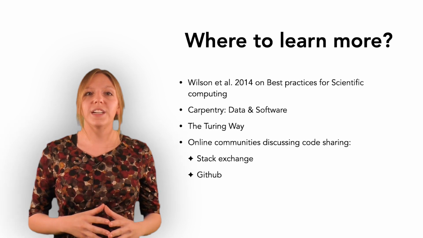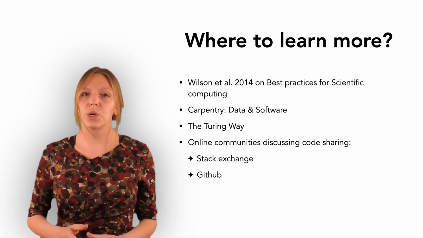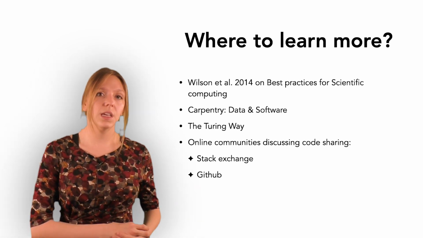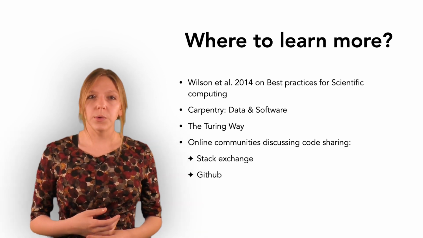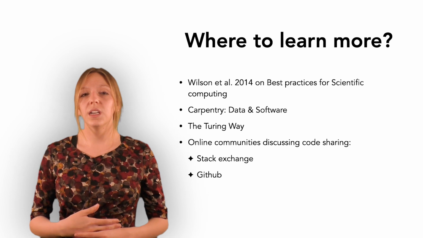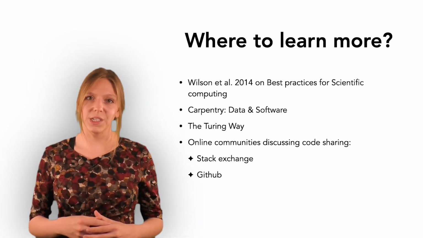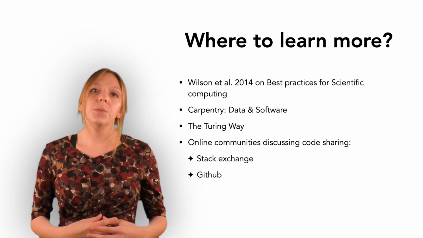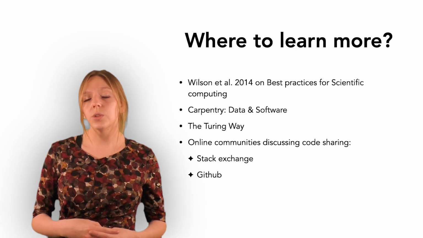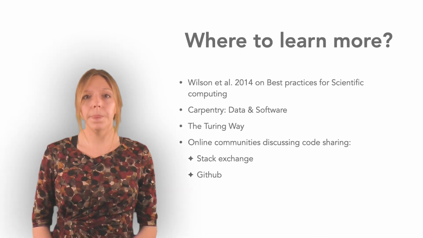If you want even more advice on how to optimize your scientific computing, and not necessarily just with regards to reproducibility, there are a number of references and resources I would recommend. That includes a paper by Wilson and colleagues on best practices for scientific computing, Carpentry, both for data and software, and the Turing Way, which we have already encountered. There are also a number of online communities who discuss code sharing and related practices which you can turn to, and that includes, for instance, Stack Exchange and GitHub.